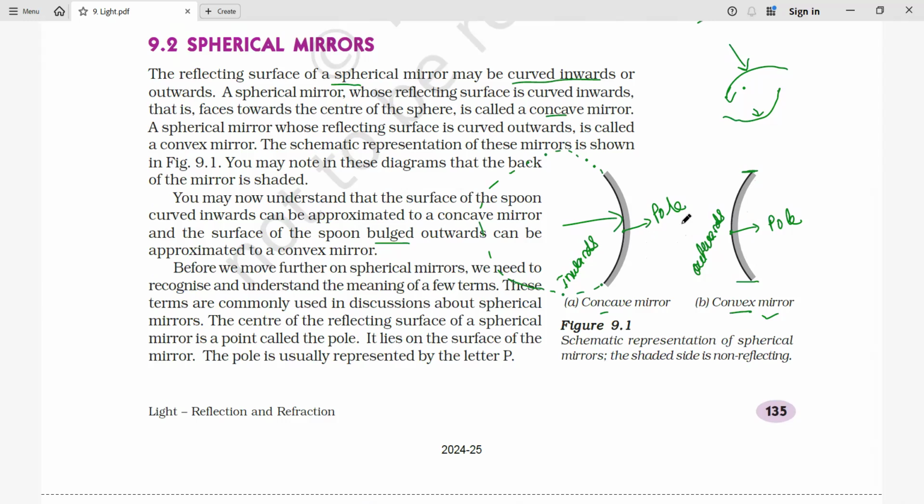Okay, how much portion is on the upside? That much portion will be on the downside. So what is the center of the reflecting surface? Pole. What is the pole? The center of the reflecting surface. The center, the middle of anything, right? That is called the pole. Okay. So where does this pole always lie? On the mirror, and it is represented by the capital P. So till now we have seen how to recognize that this is a concave mirror, how to recognize that this is a convex mirror, and what the pole is.